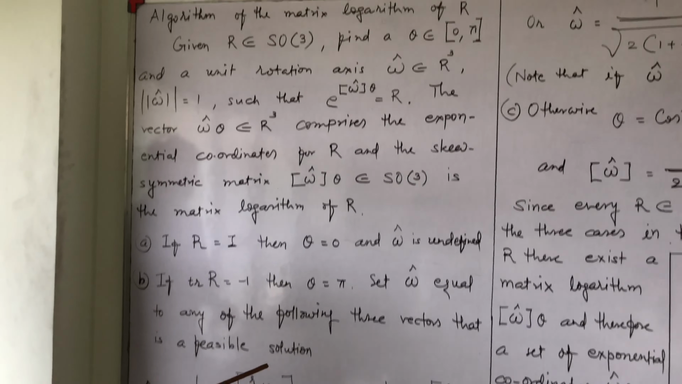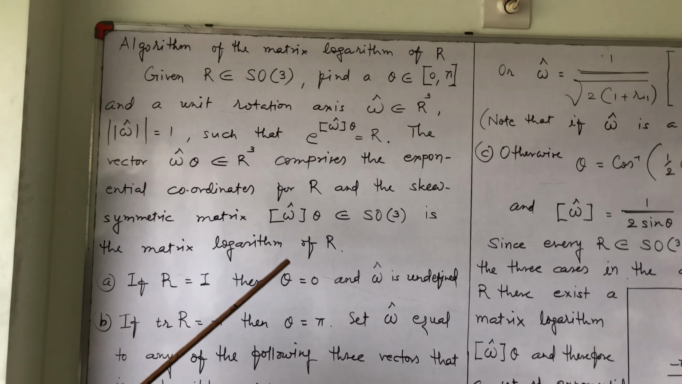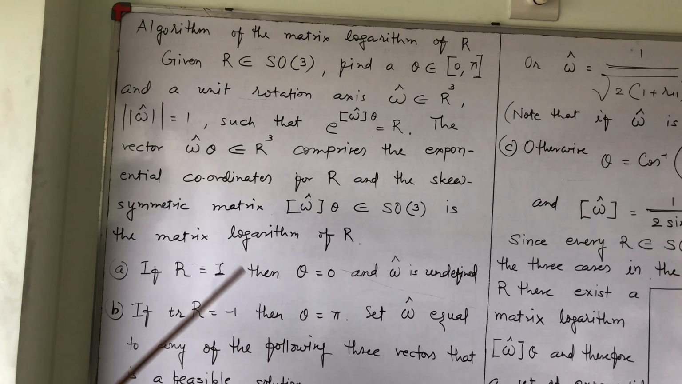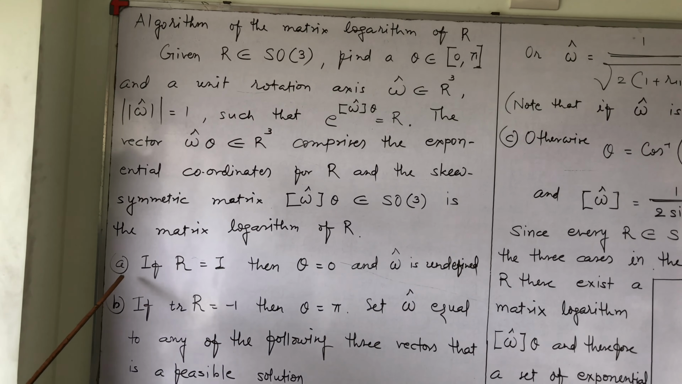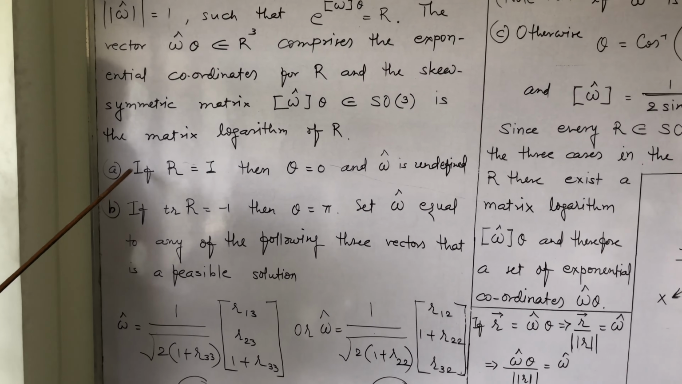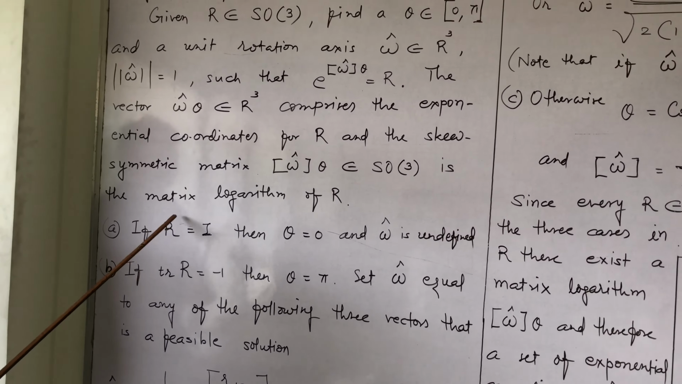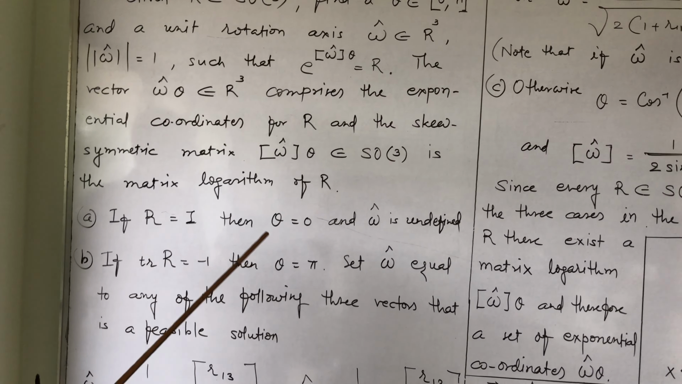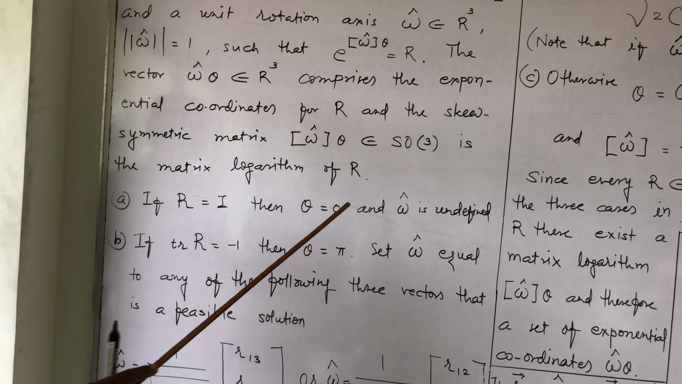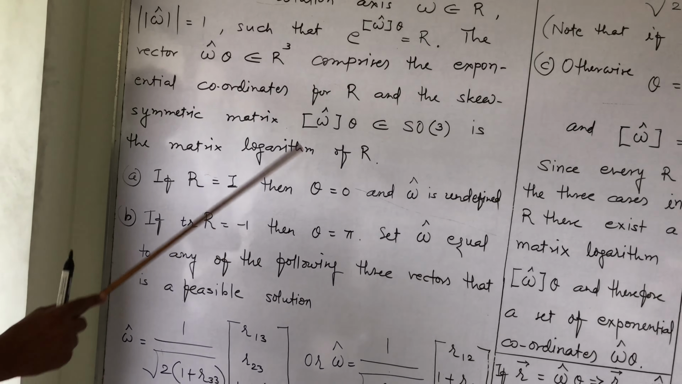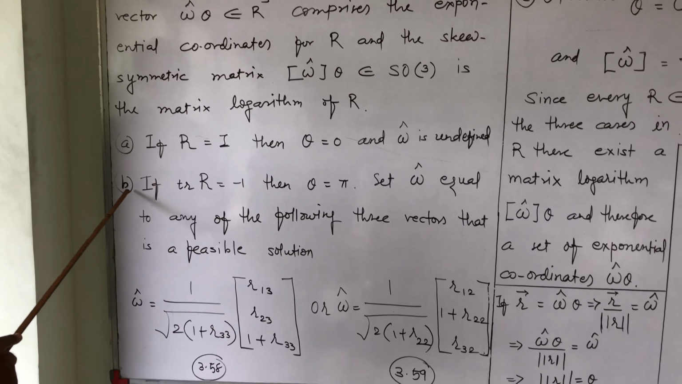There are three cases we have discussed in depth in our previous video. You should watch that video before this video. A, if R equals I, the identity matrix, then theta equals 0. We are not rotating at all, so omega cap is undefined. The axis of rotation is undefined because no rotation is applied.